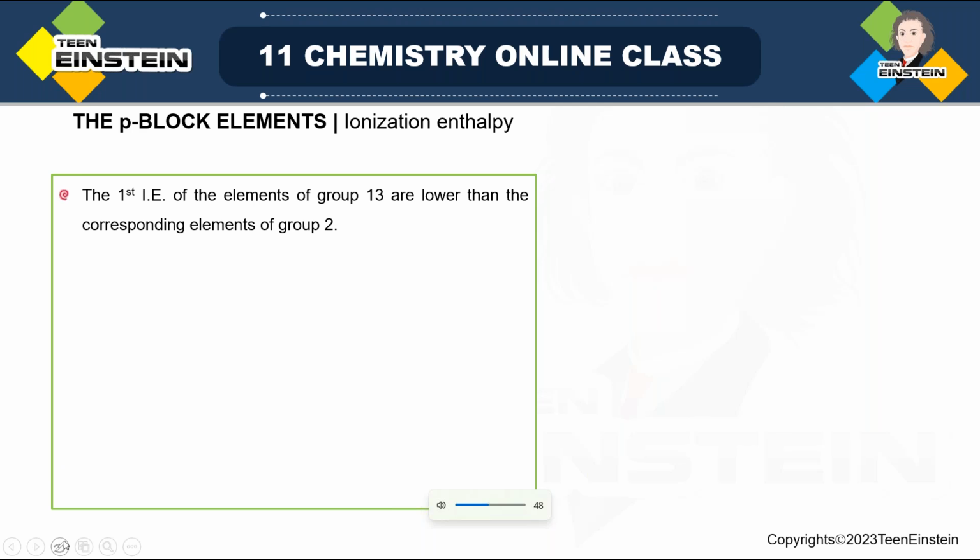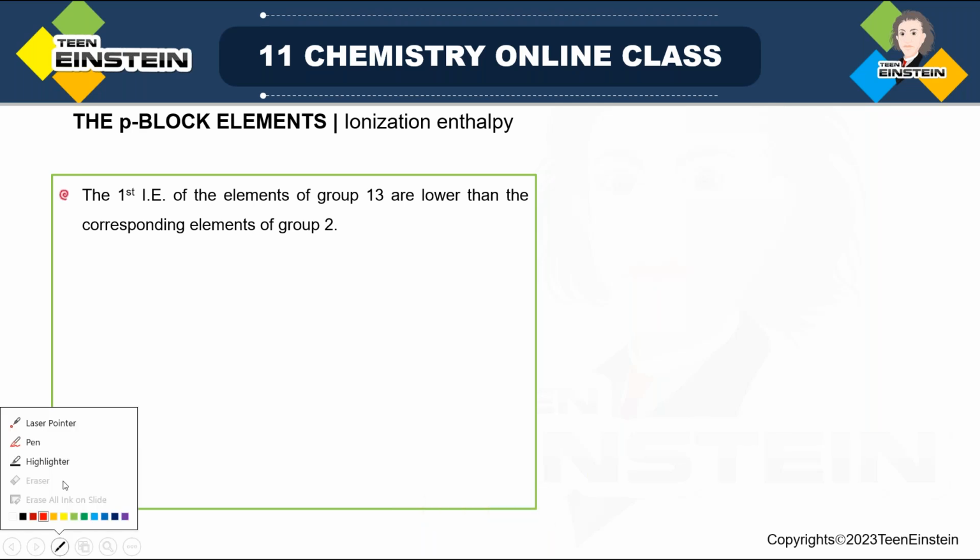Hello everyone. So the topics we are going to discuss today: ionization enthalpy, as you can see the topic here. Then electronegativity, melting point, boiling point of group 13 elements, density of group 13 elements, and then all together in a single table we will see all the important physical properties and atomic properties. After that there will be oxidation state of group 13 elements and trends in their chemical reactivity. Okay, so let's start with ionization enthalpy.